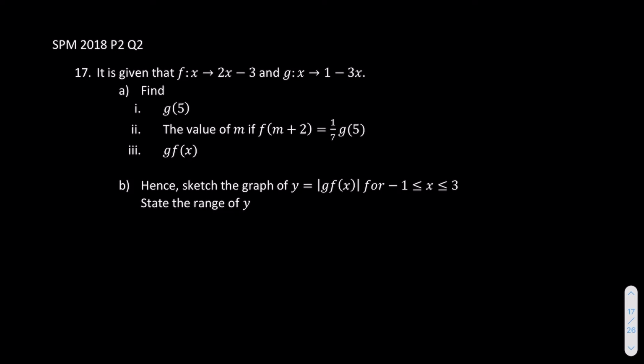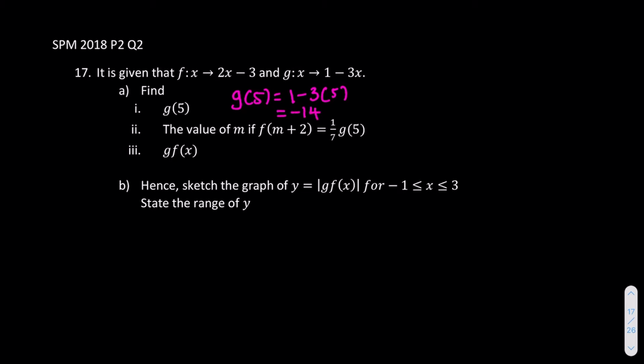So question 17, they give us a function f of x is 2x minus 3, g of x is equivalent to 1 minus 3x. They ask us to find g of 5. So g of 5 is easy because we go to the g function and change all the x to 5. So g of 5 is now 1 minus 3, but the x is no longer x, it's just 5. If we key into the calculator, we have negative 14.